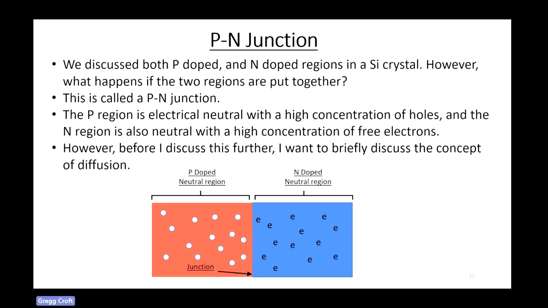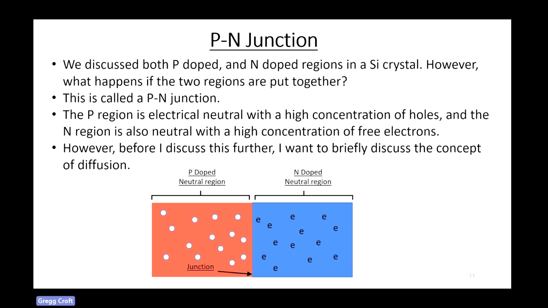Let's talk about a PN junction. We discussed both P-doped regions and N-doped regions. However, what happens if you jam these two regions together? That's called a PN junction. Both regions are electrically neutral. I mean, they start out electrically neutral. That means that the number of electrons and the number of protons in each region are about equal. Even though the P region has some holes as electrical carriers, and the N region has some free electrons as electrical carriers, the regions themselves are electrically neutral. At least they start out that way.